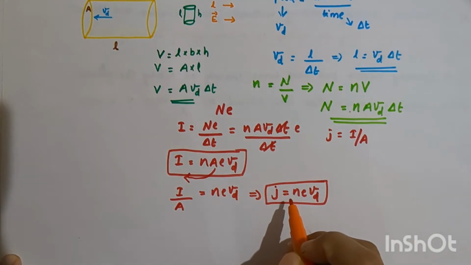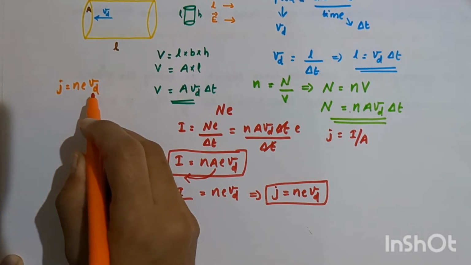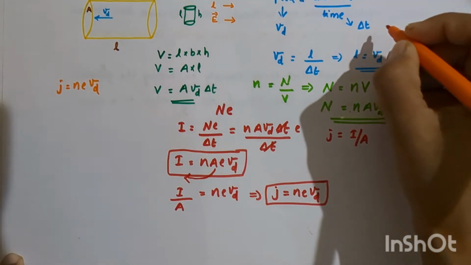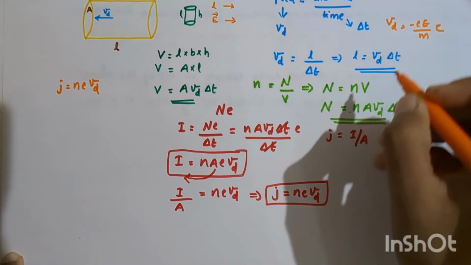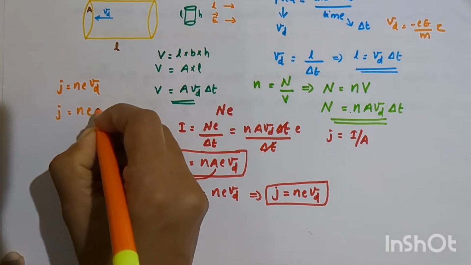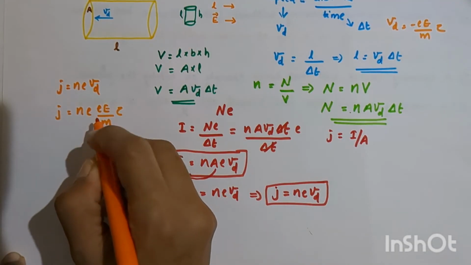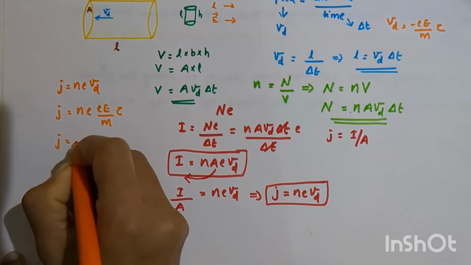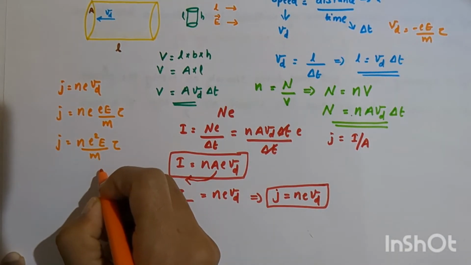Now from this expression, current density J equals n e Vd, I am going to substitute the drift velocity. In the previous video we got the drift velocity Vd as minus eE by m into tau, where minus e is the charge of the electron. Here we have taken the charge of the electron as simply e, not as minus e. So we can write J equals n into e into drift velocity eE by m into tau. So this becomes J equals n e square E divided by m into tau.